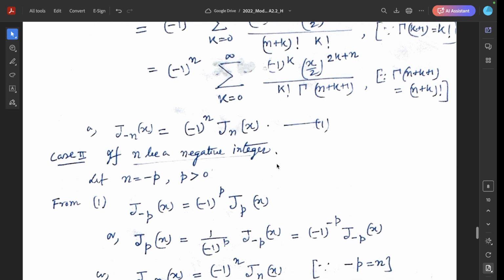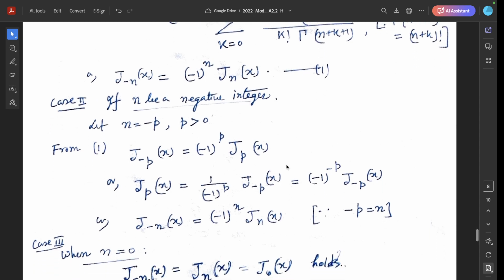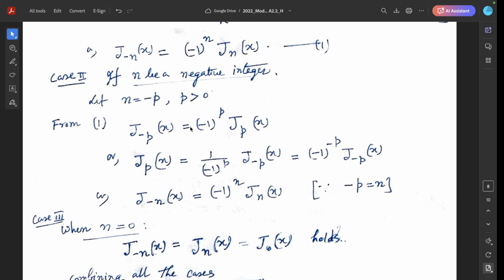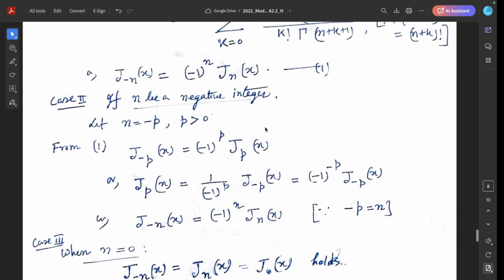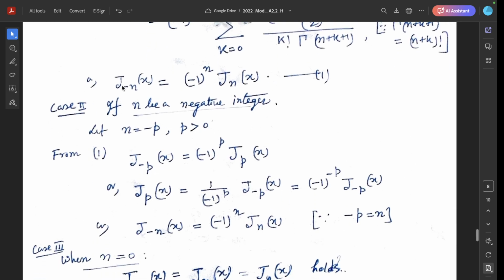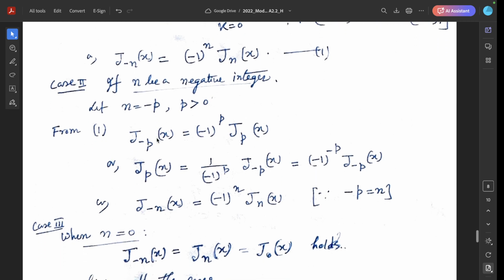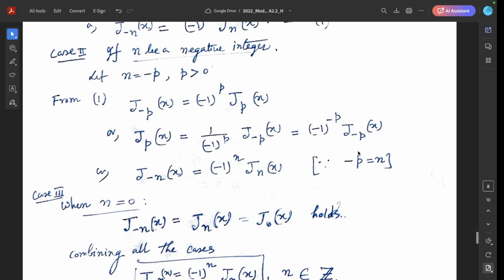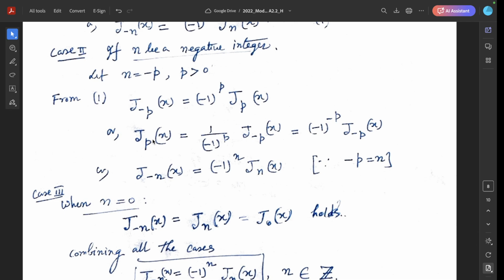Case 2, if n be a negative integer, let n equal to minus p and p is greater than 0. So J of minus px equal to minus 1 to the power p Jpx, because this p is positive. So from 1, we can put p is positive integer. So put here p in place of n, we get this. So obviously Jpx equals 1 by minus 1 to the power p J minus px. So minus 1 to the power minus p J minus px. Now minus p equal to n, put here p equal to minus n. So we get this result.